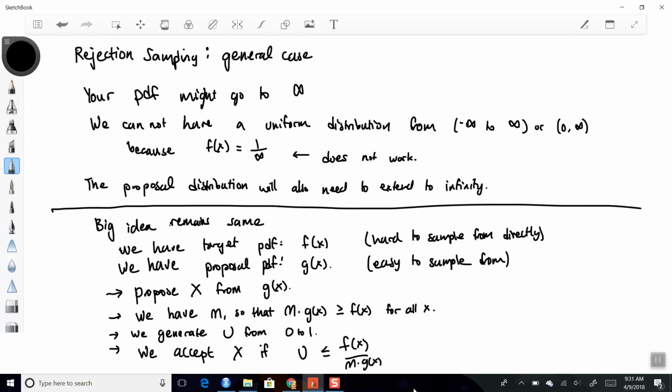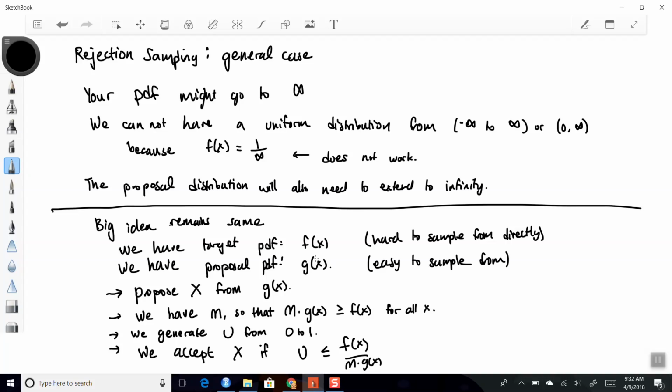So this is exactly the same as the uniform case. The only thing that's different is that in the uniform case, the g of x is a constant, right? In the uniform case, your proposal PDF is just a constant. If you're proposing values from 0 to pi with equal probability, then your g of x is just the constant 1 over pi. If you're proposing values on the interval 0 to 2, then your proposal PDF g of x is just 1/2.